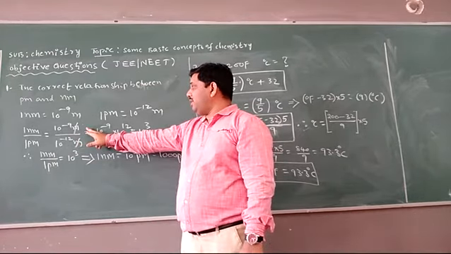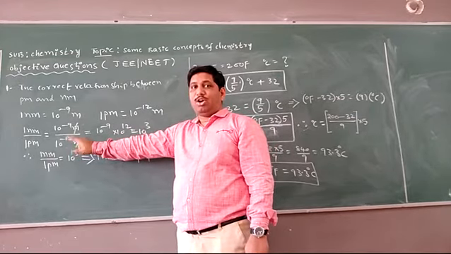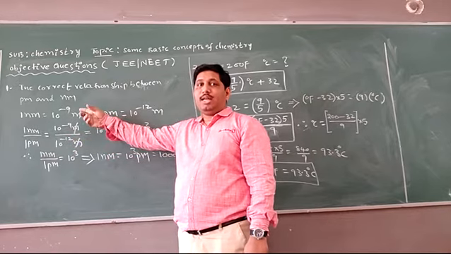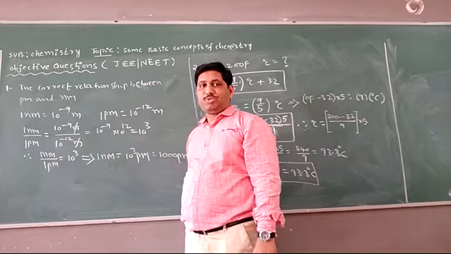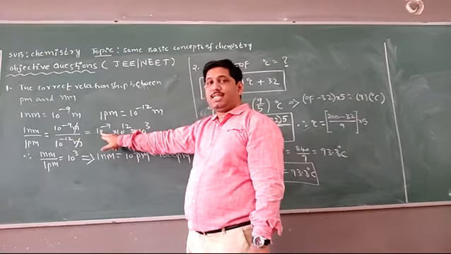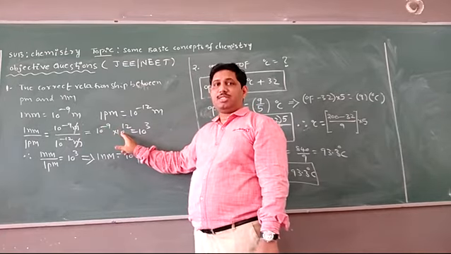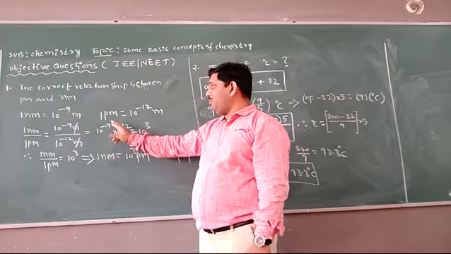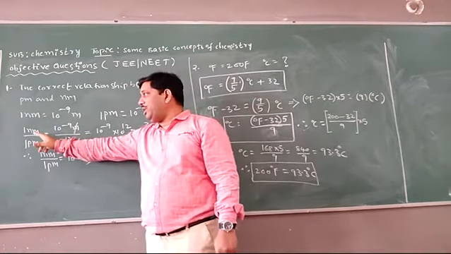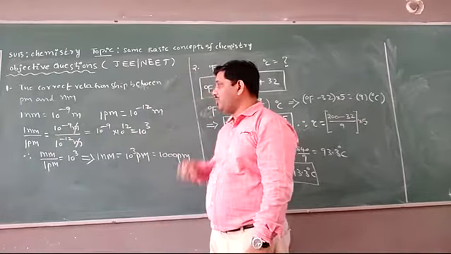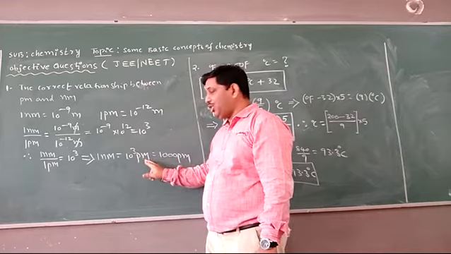Therefore, 10 to the power of minus 9 into 10 to the power of 12. Why? Because this 10 to the power of minus 12 in the denominator enters the numerator, then minus changes to plus 12, students. We know that when the bases are the same, powers are added. 10 to the power of minus 9 plus 12 is nothing but 10 cube. Therefore, 1 nanometer by 1 picometer is equal to 10 cube. Hence, it implies 1 nanometer is equal to 10 cube picometer.